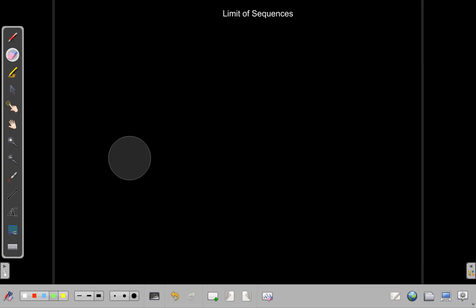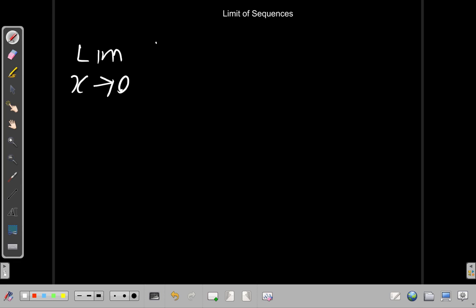Now, let us look at the limit as x tends to 0 of the square root of 8x squared plus 3. What is the limit of that? Let's write down a few of the terms and see what would happen.